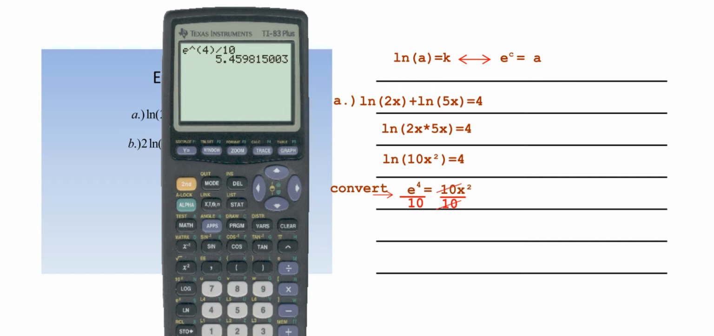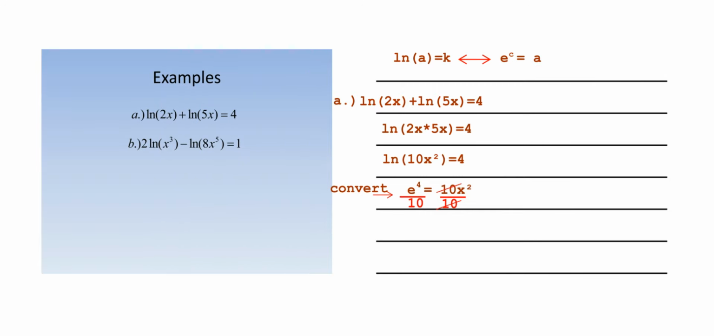Once we divide by 10, it should give us the number, 5.459815003. I would round it probably to the second decimal at least, 5.46, just as a reference. Or you can go with 5.5. So 5.46, as I mentioned before.